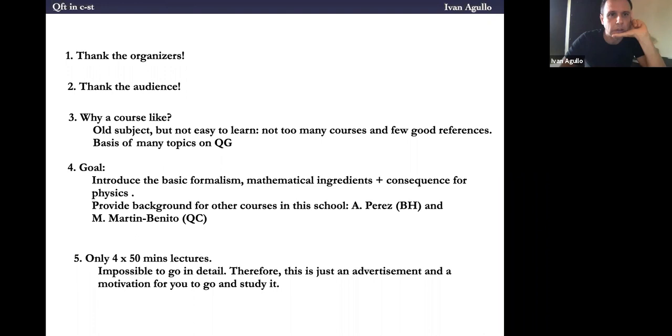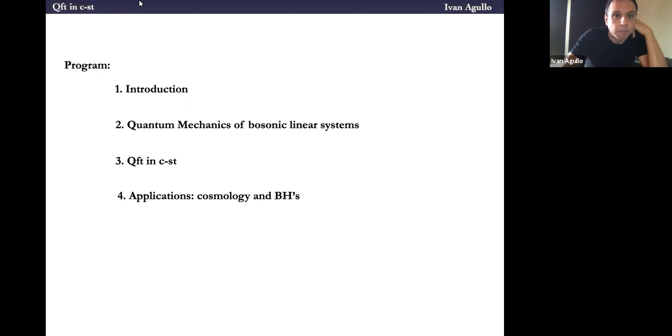Okay, so the program I want to follow is this one, four parts: a quick introduction, then a section on quantum mechanics of bosonic linear systems, then quantum field theory in curved spacetimes, and applications. How much I will cover will depend on time. So I will keep moving, and whenever I have to stop, I will. My slides will be available anyway.